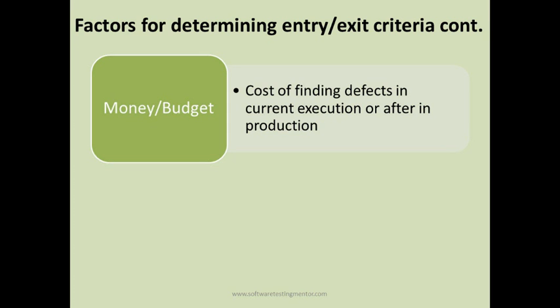For example, is it good to exit the system testing phase or user acceptance testing phase and go into production when you know that there are still a lot of defects being found in end-to-end scenarios? So there needs to be some kind of exit criteria defined, which will make sure that once the software is deployed in the production environment, you do not get a lot of defects, because the cost of finding defects will be very high once the software is in production. So money and budget are other factors for determining entry and exit criteria.